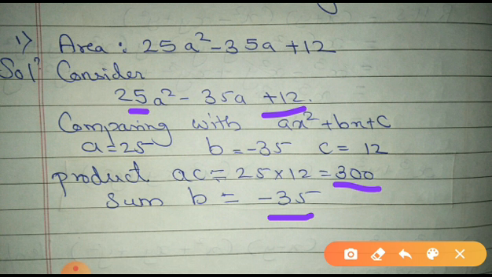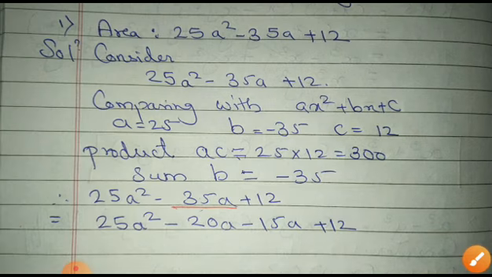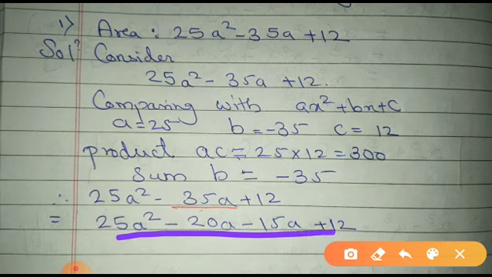Now 300, may I write it as, whether 15 into 2 is 30, so 15 into 20 will be 300. And 15 plus 20, it is 35. Clear? And hence I can write the middle term minus 35a as what? It can be written as minus 15a and minus 20a. So I'll be getting this as the step.